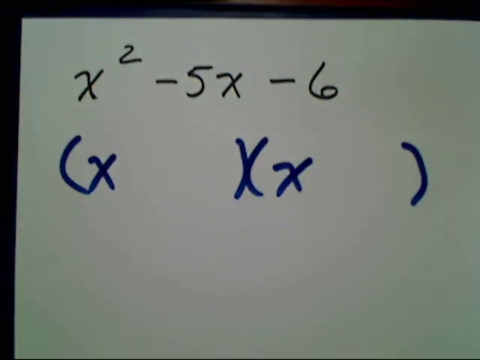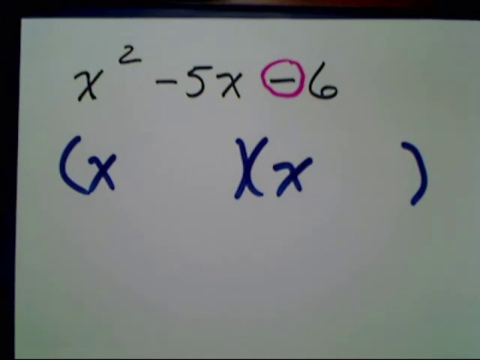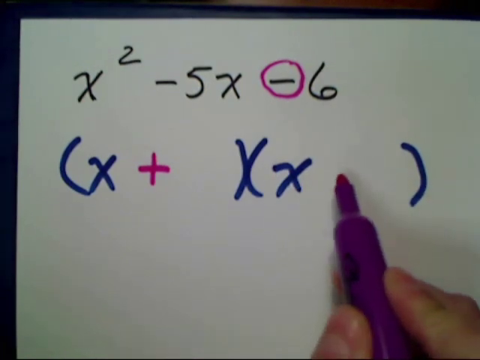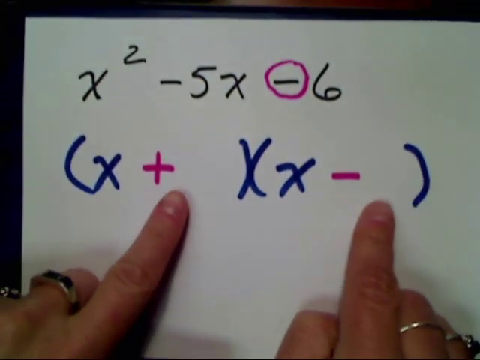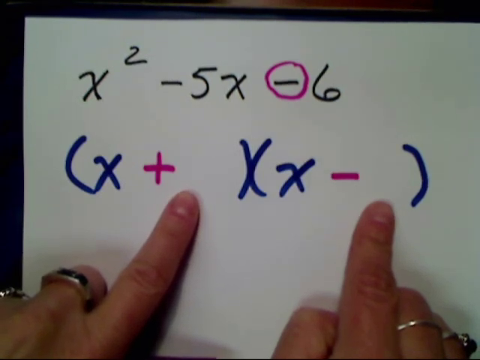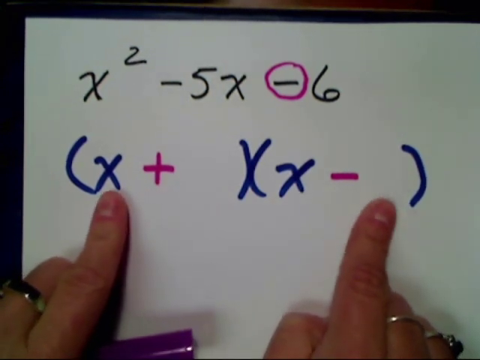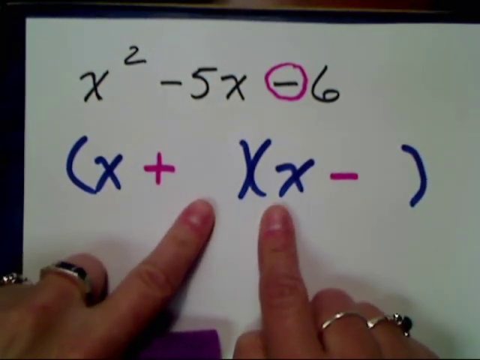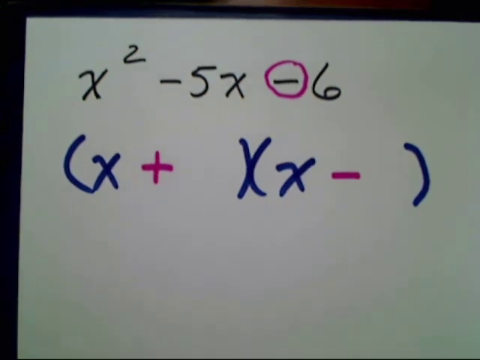Now in this case though, we have a couple other changes. I notice here that my sign in front of my 6 is negative. The only way that we multiply two numbers together and get a negative is if one is positive and one is negative. So when I put my numbers in, I'm going to have a positive and a negative. That means though that when I do my outside and my insides, I'll have one number that's negative and one that's positive. When I'm adding terms with opposite signs, we really subtract them.